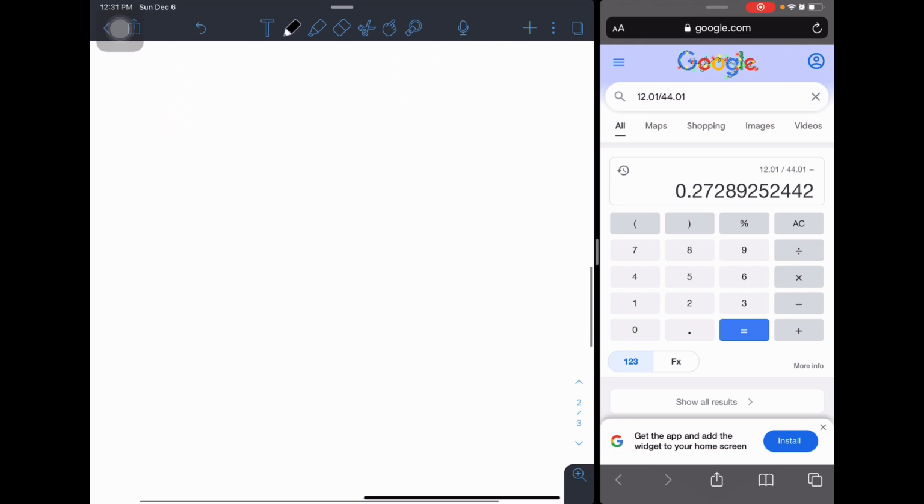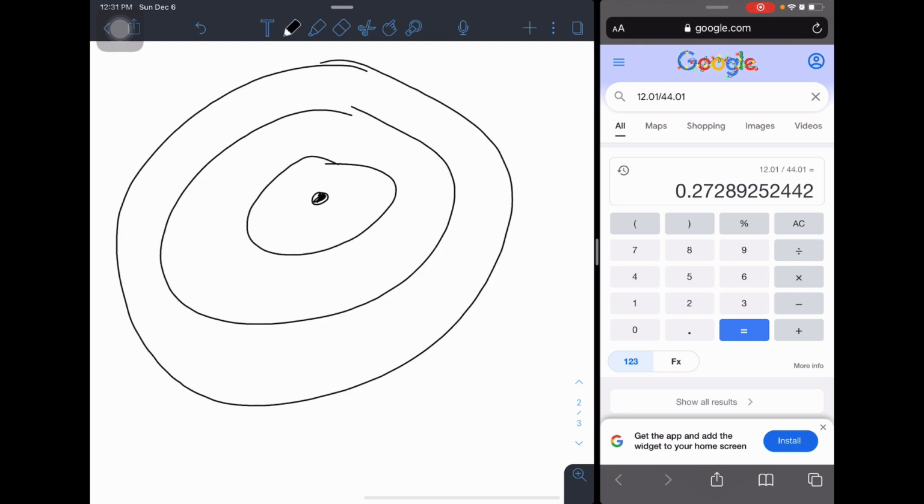Next up, we have the Bohr model. It's a simplified model of the atom that helps us understand energy transitions and how much energy is released or gained when an electron is excited.